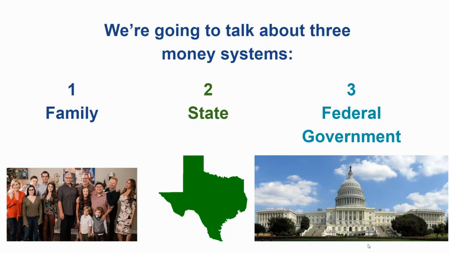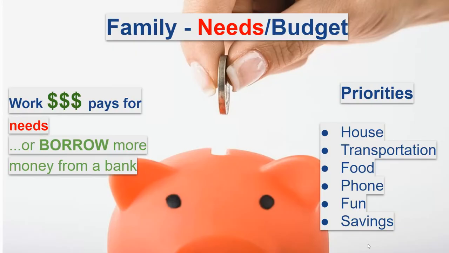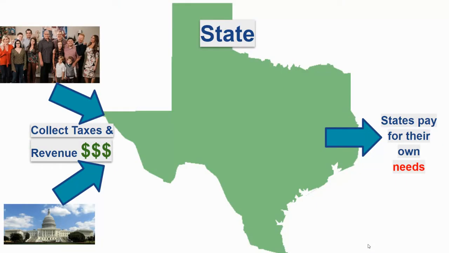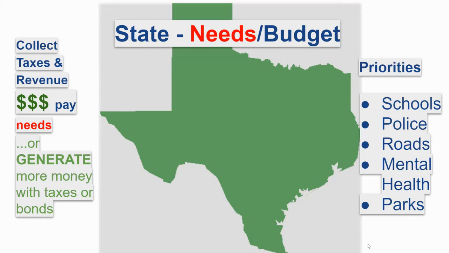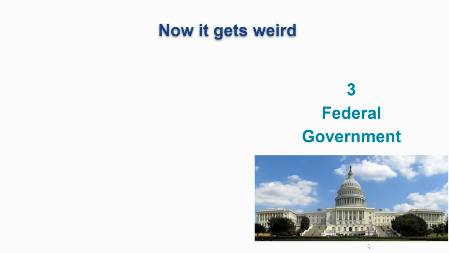Let's talk about a few different types of money systems. Your family system you probably already know, where somebody works, gets paid for their work, pays for their own needs, and then pays taxes to the state or federal government. And if they need to, they can borrow more money from the bank to pay for their things like housing and transportation. For the state, they get their money by collecting taxes and getting revenue back from the federal government, and states pay for their own needs. And if they need to generate more money, they do it through taxes or bonds, but they'll pay for things like schools, police, roads, parks. And so far, pretty straightforward.